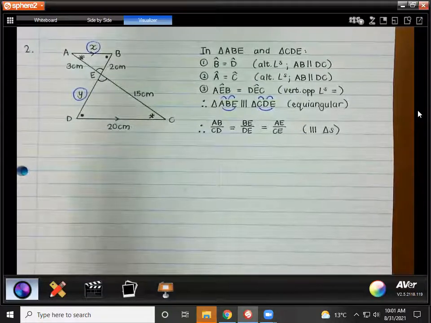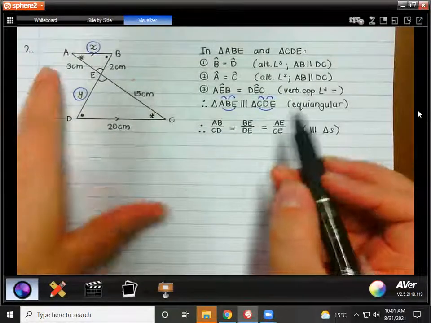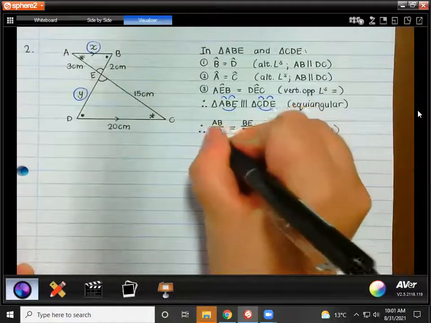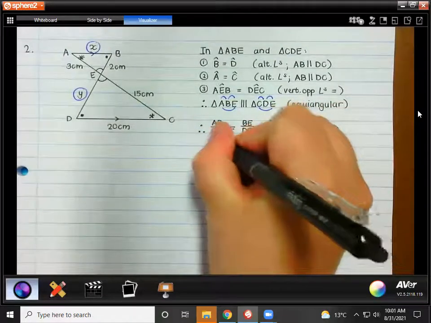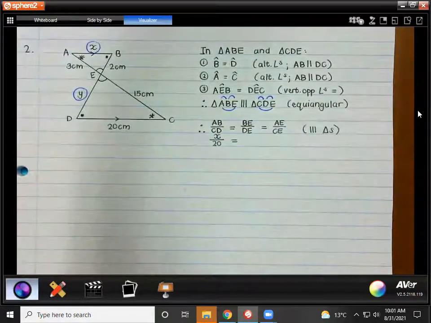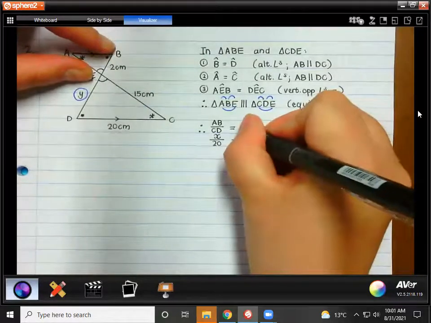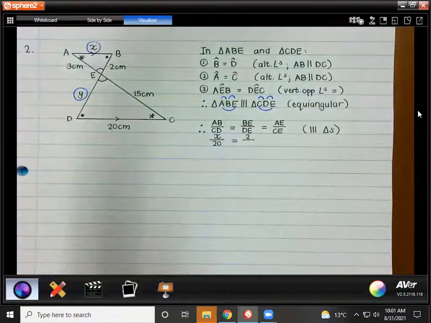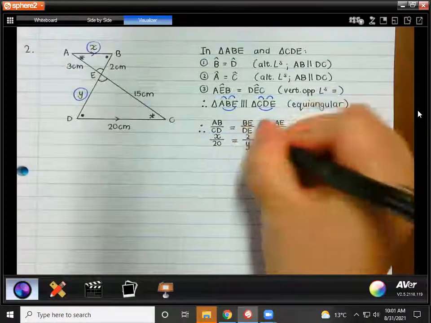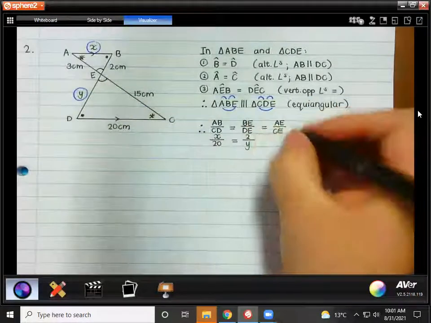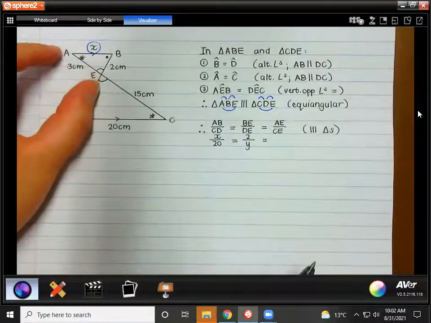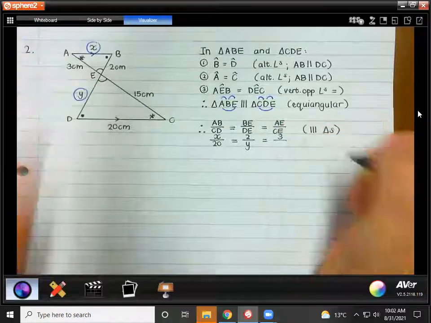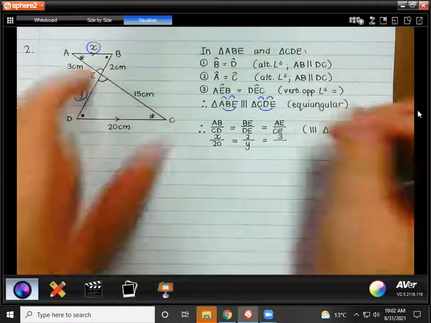Okay, now we're going to fill in the actual lengths, the values of these sides. So what is AB? X over CD, which is 20. First fraction done. That is equal to BE, which is 2, over DE, which is Y. That is equal to AE, which is 3, right? Over CE, which is 15.